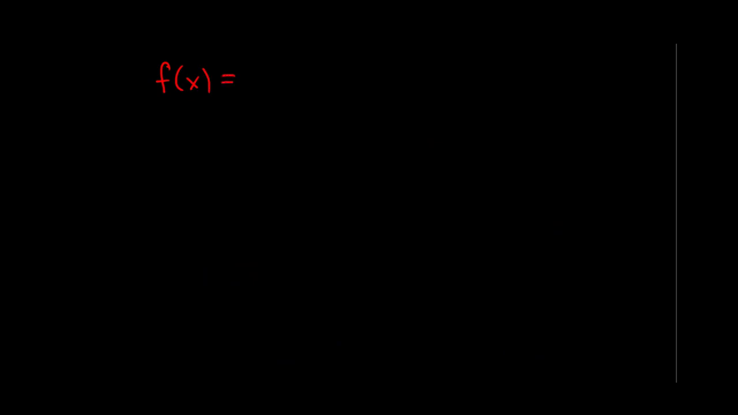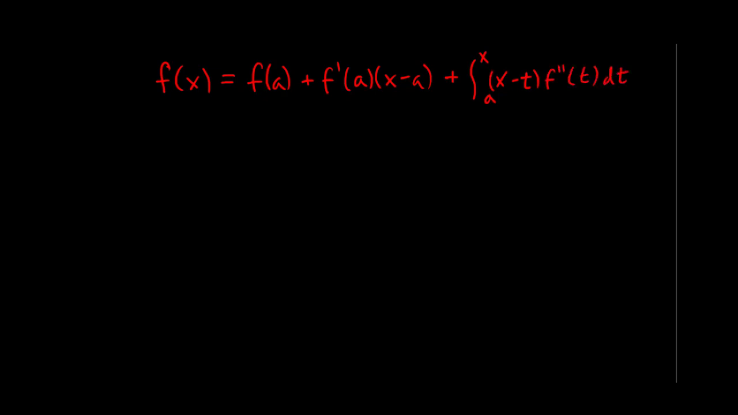So now we're going to continue to expand f of x. If f of x equals f of a plus f prime of a times x minus a plus the integral from x to a of x minus t times f double prime of t dt, how can I expand this further? Well, look at this last integral, which I'm going to underline in blue. That integrand is the product of two functions. So again, we can integrate by parts.